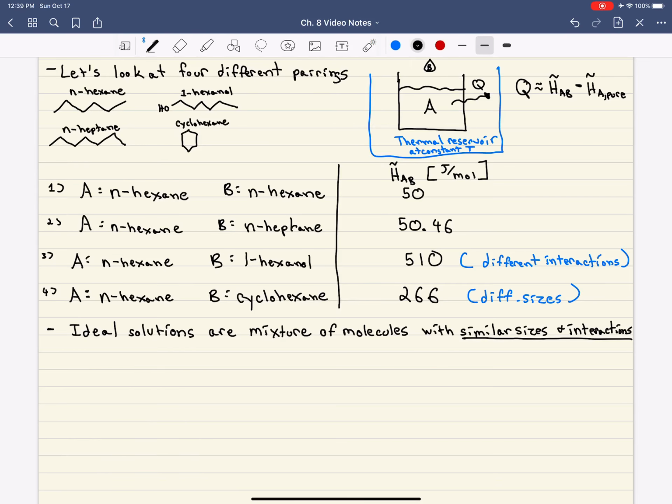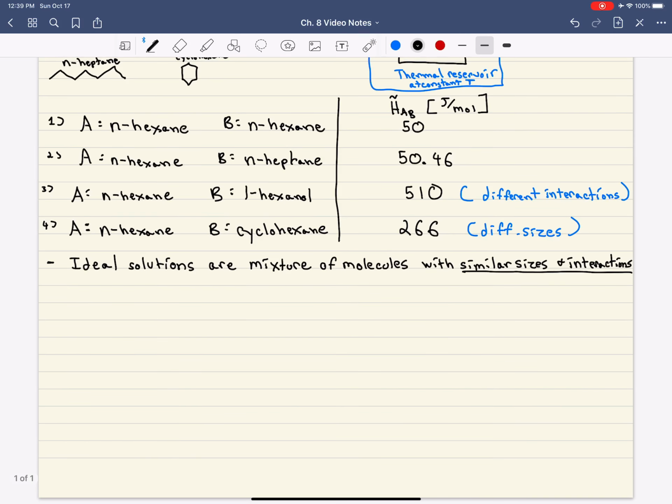I should also mention that here I kind of framed it as we were putting two liquids together, but the ideal solution concept applies to all phases of matter. So you could extend it to liquids, solids, and even gases as well.